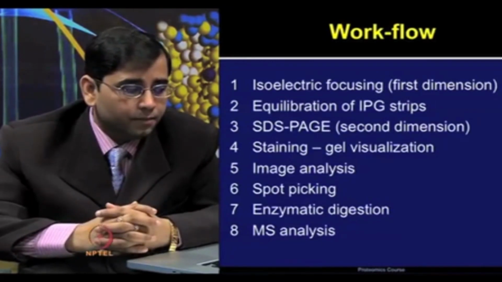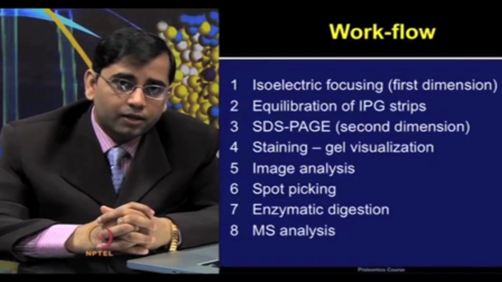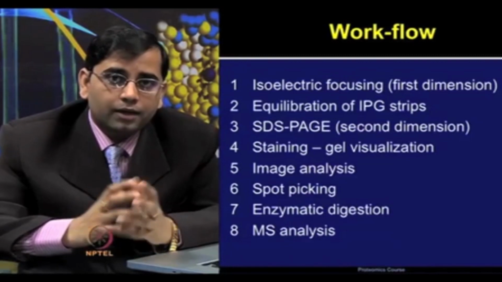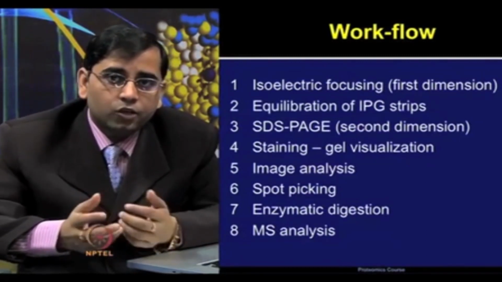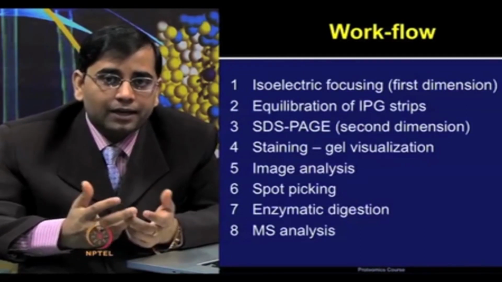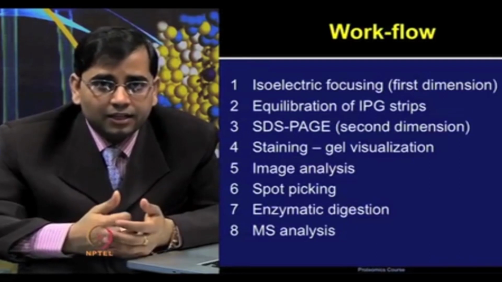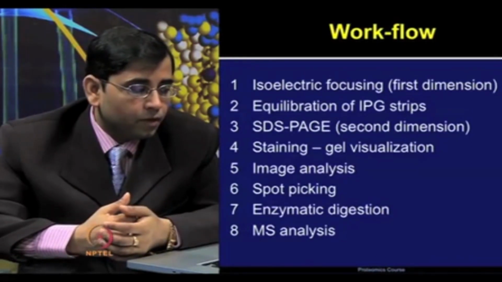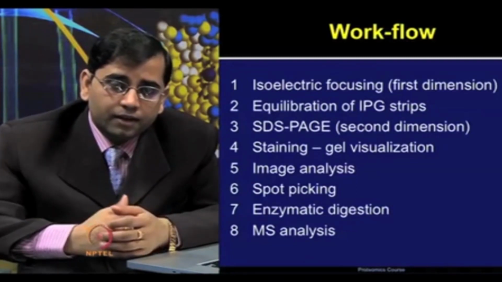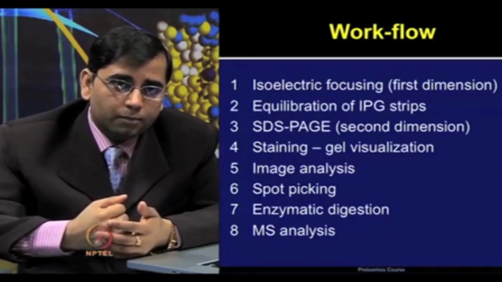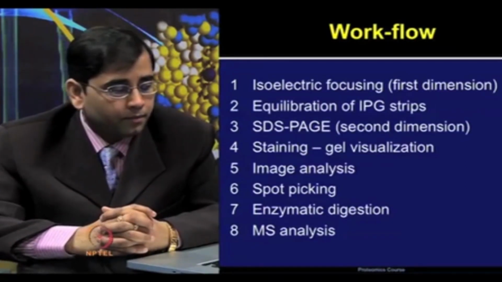different types of stains. Image analysis, the fifth point, is very crucial because you need to analyze all the protein spots so that the abundance of each of these proteins can be calculated and more detailed statistical analysis can be performed. Once you are confident that these are the proteins which are highly significant, then you would like to pick those spots by a process mentioned in the 6th point, which is spot picking.